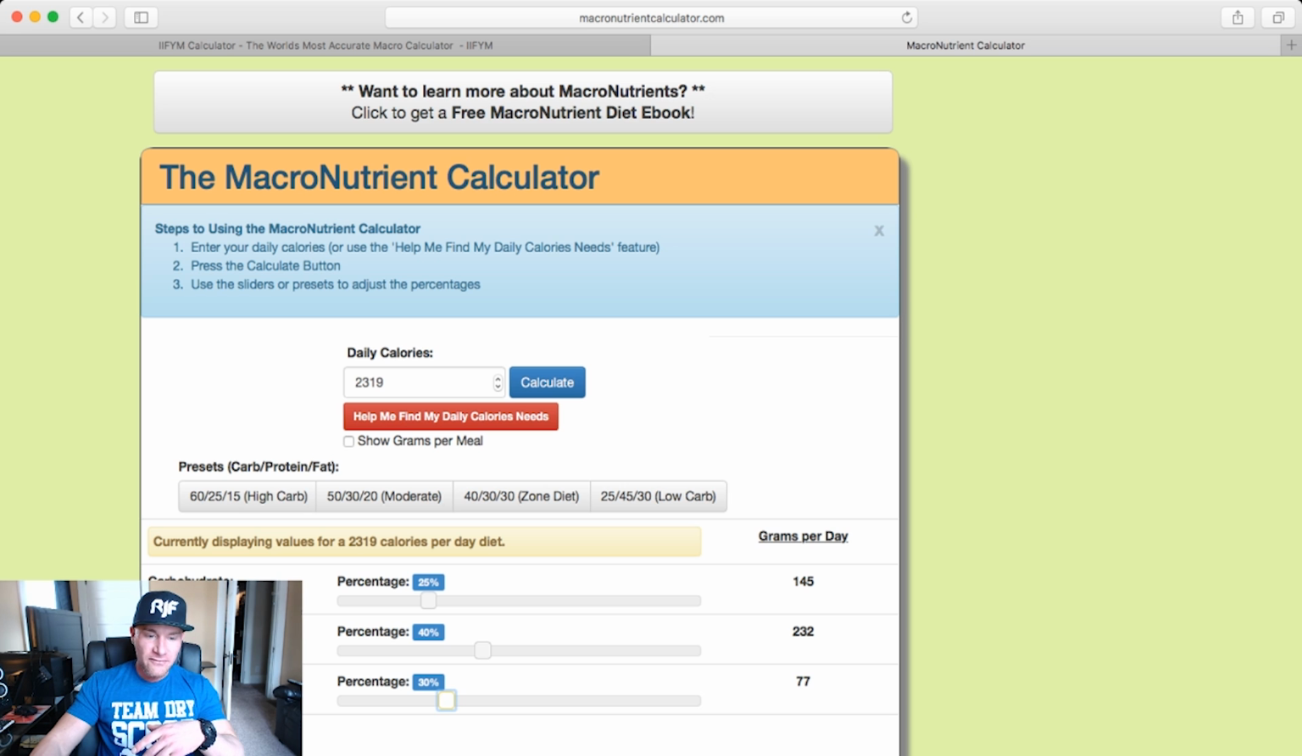So let me go ahead. I'll take my fat up a little bit, probably to about 82, and then I'll bump my carbs up. Boom. There we go. So here we go, guys. Roughly, we have about 82 grams of fat, 232 grams of protein, and 162 grams of carbohydrates. And all of those are going to add up to 2,319 calories.